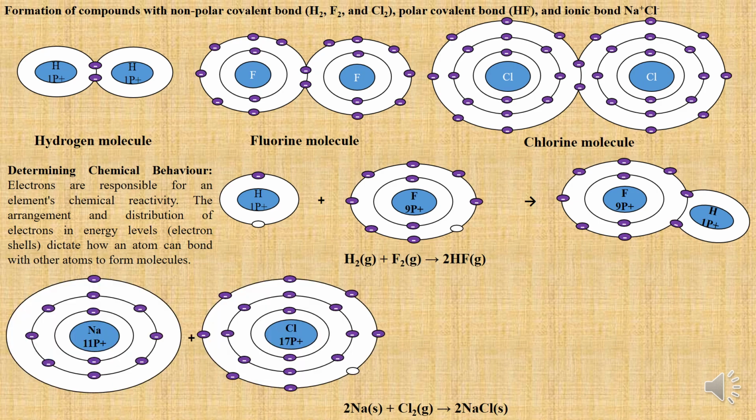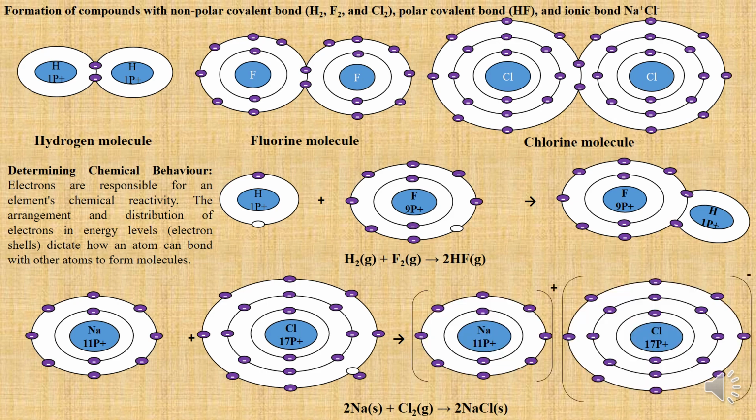Now similarly, sodium reacts with chlorine to form sodium chloride. Here, in the case of sodium chloride formation, we find that sodium is losing its electron in its valence shell to the chlorine atom, resulting in formation of sodium chloride.